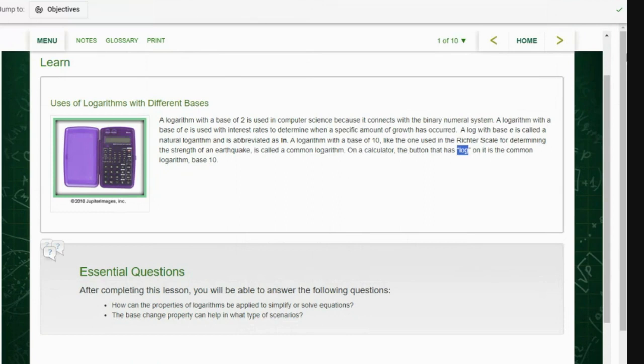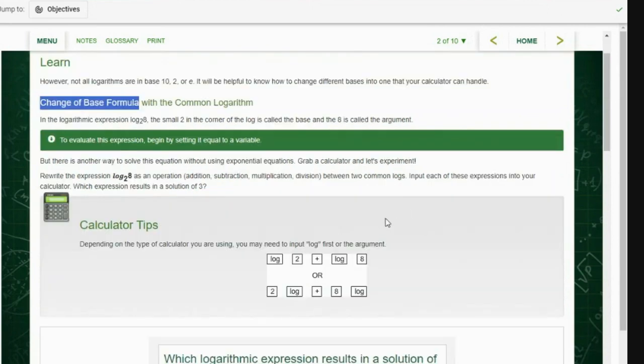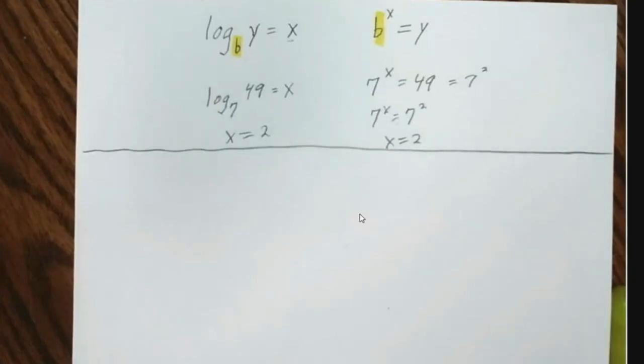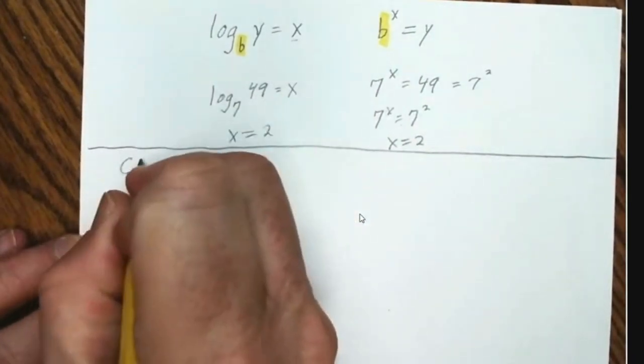Okay, let's go to page 2. It says there's 10 pages to this lesson, but most of those are practice problems because you need lots of practice with logarithms because we don't do them very often. All right, the change of base formula. This is a great thing to have in our notes. I'm going to show it on paper rather than going through the way they do it on Buzz to start off here. So change of base.